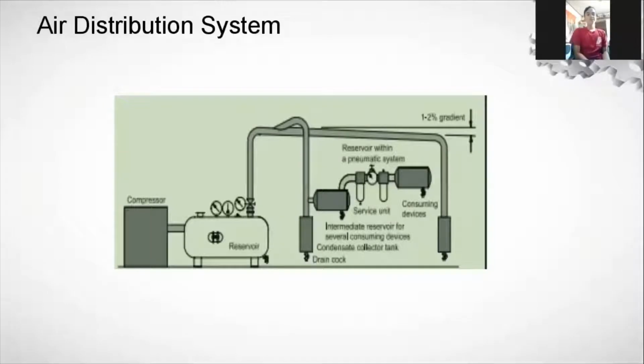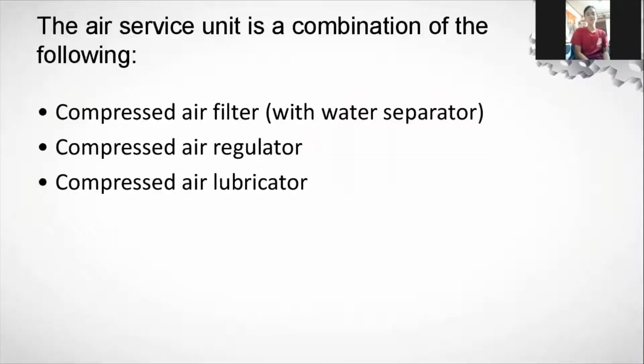Air distribution system consists of compressor, reservoir, drain cock, intermediate reservoir for several consuming devices, condensate collector tank. So we have here service unit as well as the consuming devices. The air leaving a compressor is hot, dirty, and wet, which can damage and shorten the life of downstream equipment such as valves and cylinders. So, bago natin gamitin yung air, it needs to be filtered, regulated, and lubricated.